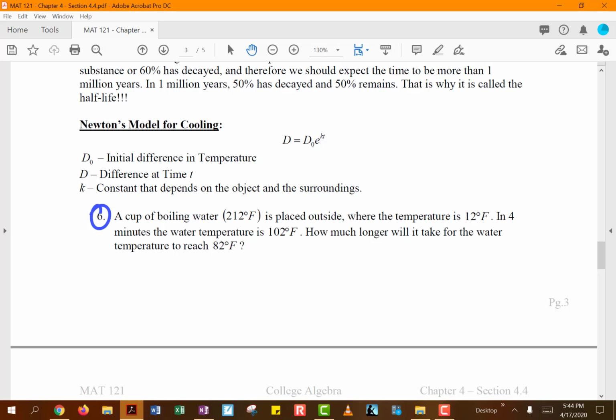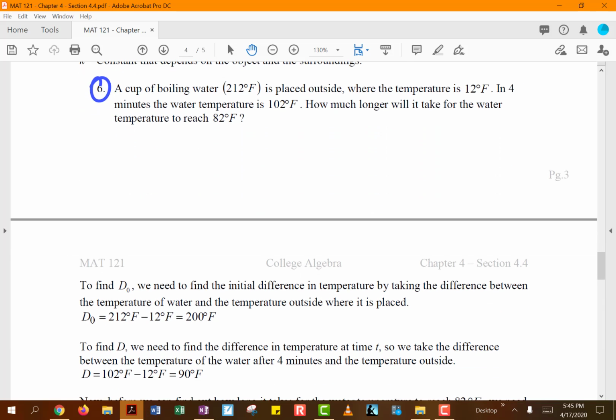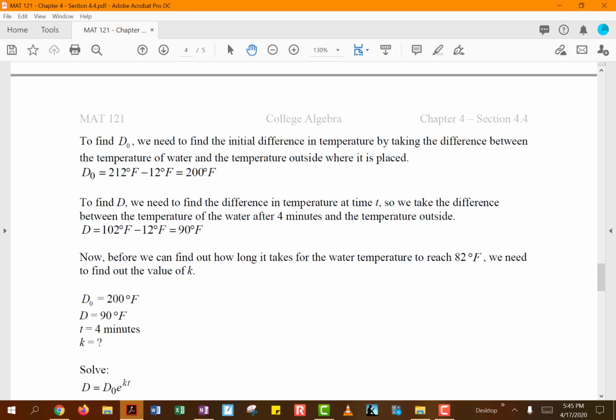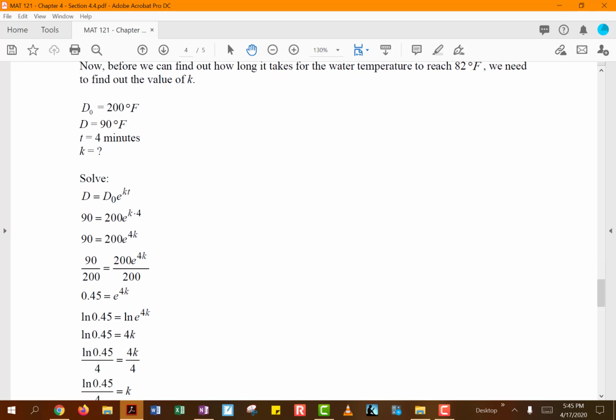So of course, if you're taking a cup of boiling water, which is going to be at 212 degrees Fahrenheit, and you're going to put it outside where the temperature is only 12 degrees Fahrenheit, the temperature is going to start falling. So they're saying in 4 minutes, the temperature is only 102 degrees Fahrenheit, and they want to know how much longer will it take for the water to reach 82 degrees Fahrenheit. So again, you can kind of see that they go through these calculations here.